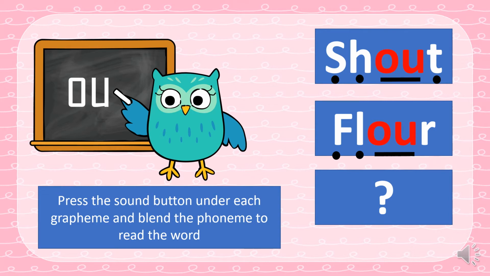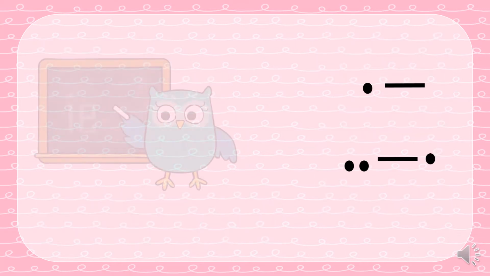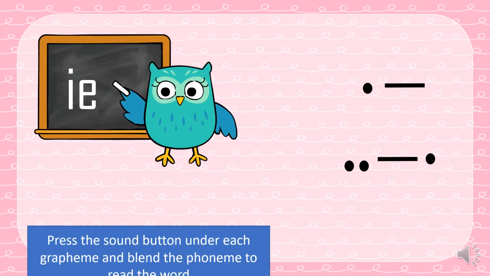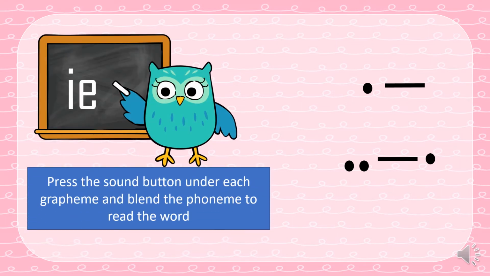And like before, if there is more than one of you sitting watching this, see how many words you can jot down together. I'm thinking you might be able to beat your parents at this one. Next one, the I sound. So again, we're going to look at words and press the sound button under each grapheme and blend the phoneme to read the word correctly. I'm not going to repeat that on every slide, it's there to remind you.